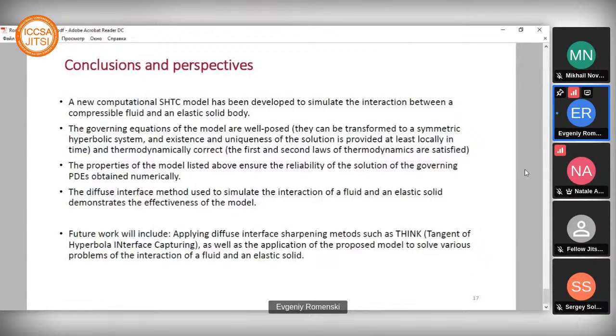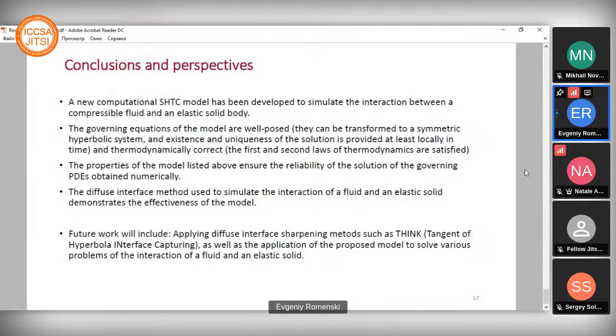A new computational SHTC model has been developed to simulate the interaction between a compressible fluid and elastic solid body. The governing equations of the model are well posed. They can be transformed to a symmetric hyperbolic system, and existence and uniqueness of the solution is provided at least locally in time. And the governing PDEs are thermodynamically correct. The first and second laws are satisfied. All these properties of the model ensure the reliability of the solution of the governing equations, which are obtained numerically.